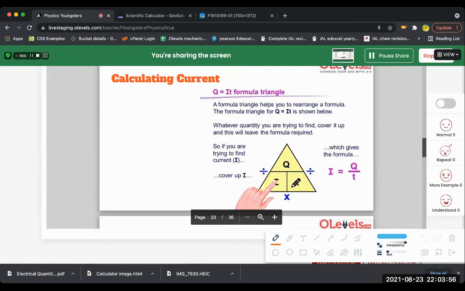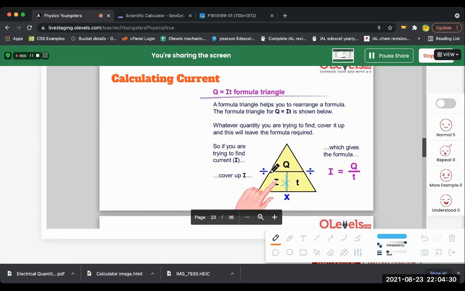So what I was telling here is we know Q, and you have to remember this formula triangle only. The formula triangle makes it very easy for you guys to rearrange the equation. Q is equal to IT formula triangle, okay? So here Q is written here, I is written here, T is here. So what does this line represent? Multiplication. Very good.